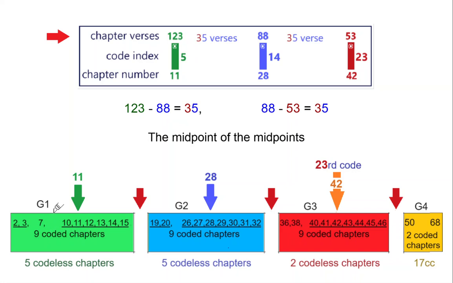Now here we have, if we subtract 88 from 123, we get 35. So between 88 and 123, there are 35 verses. And we have exactly the same number of verses between the 53 verses and the 88 verses.